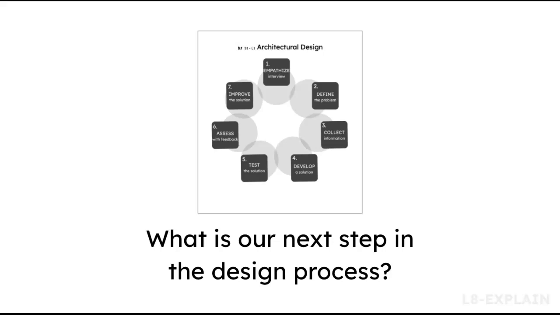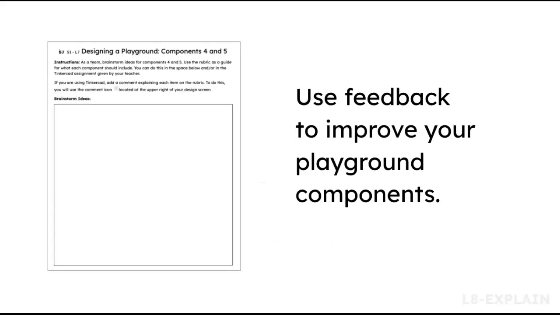For the Explain portion, you'll have students use the Architectural Design Process student journal page and ask them about the next step in the design process. You'll encourage design teams to use the feedback to improve their components in their Tinkercad files, referring to the Designing a Playground student journal page as needed. If students are using physical materials, you'll have them redesign their physical models.